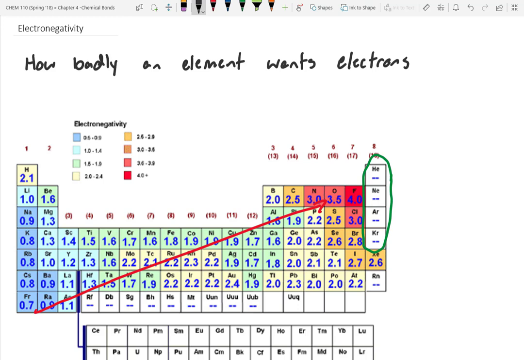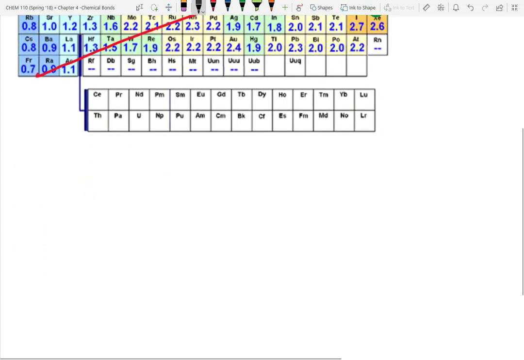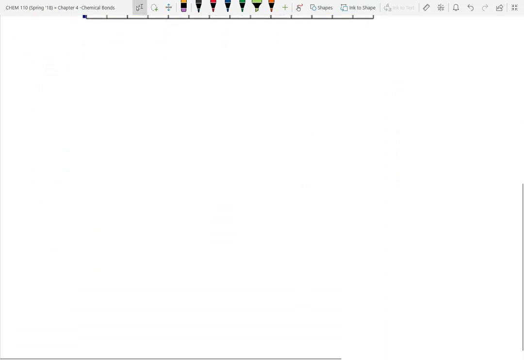On an exam, if I ask you a question about electronegativity, I would give you this table, or I'll give you some simple tips and tricks. If you notice, the left-hand side is really non-electronegative. The right-hand side is really electronegative. That's really all I want you to know, is that trend going towards the top right-hand corner. And this is important because we have a few different types of bonds.